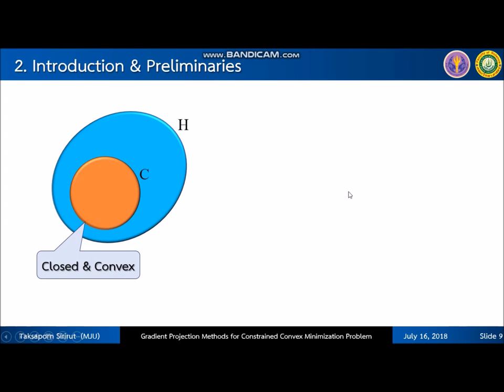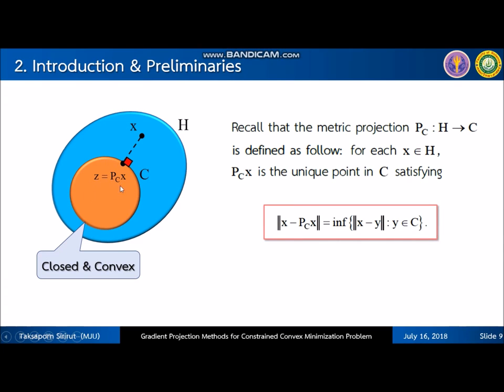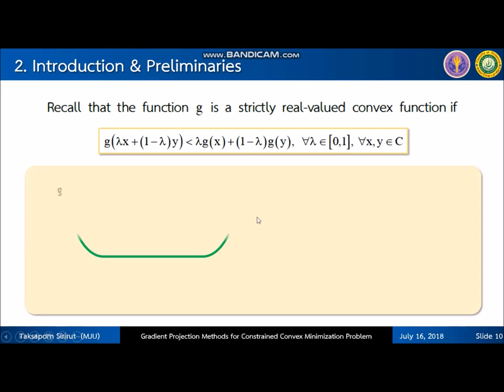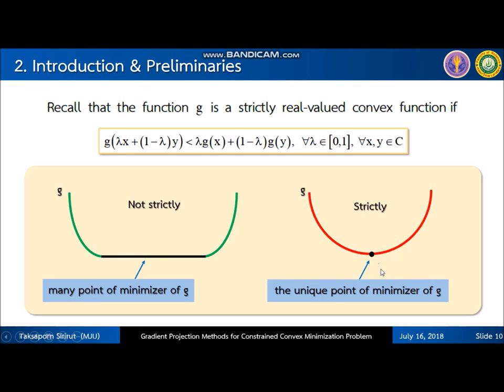Next, I will explain the projection from H onto C. Let C be a closed and convex subset of the Hilbert space H. Recall that z is the projection of x on C, the unique point in C satisfying this inequality. And what is a strictly real-valued convex function? Let's see together. This function is not strictly convex because it has many minimizer points of g. But this function is strictly convex because it has a unique minimizer point of g.